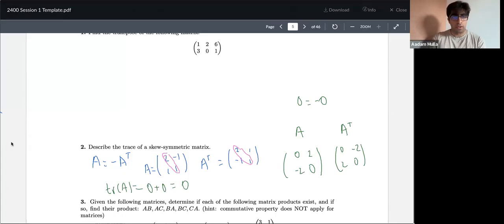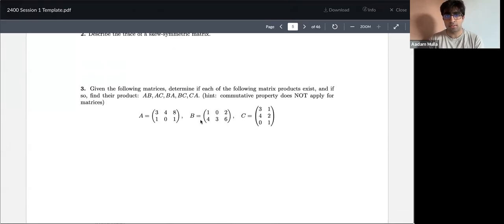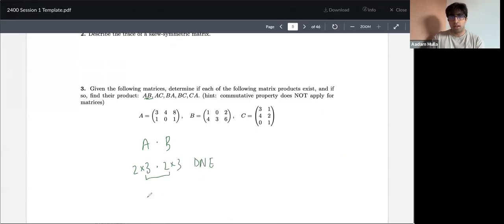Okay, nice. And then 3, maybe we come back to this if we have time. This is just saying find a bunch of matrix products. So let's first make sure, we'll do an example of seeing if they actually exist. Let's see if AB exists. A times B, A is 2 by 3, B is 2 by 3. So these dimensions do not match, so this one does not exist.